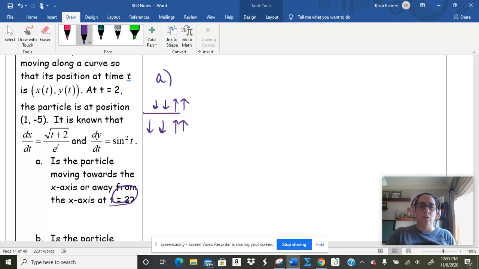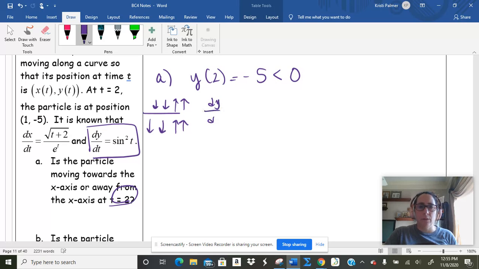So to find that, we are worried about the y part. Okay? So the y at t equals 2 was -5, they told me. So that one is less than 0. So what about the derivative of y when t equals 2?